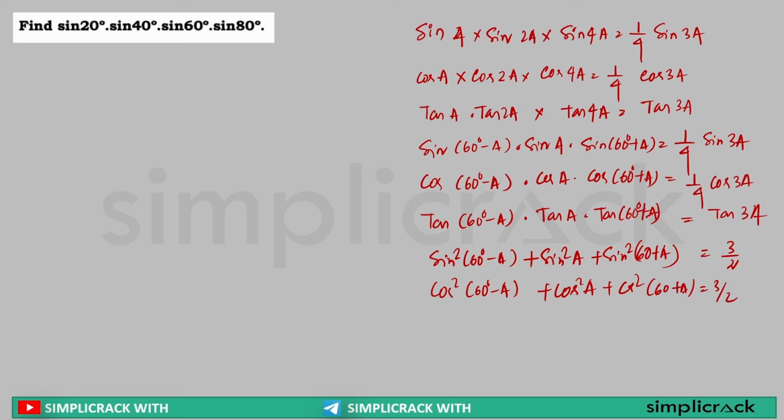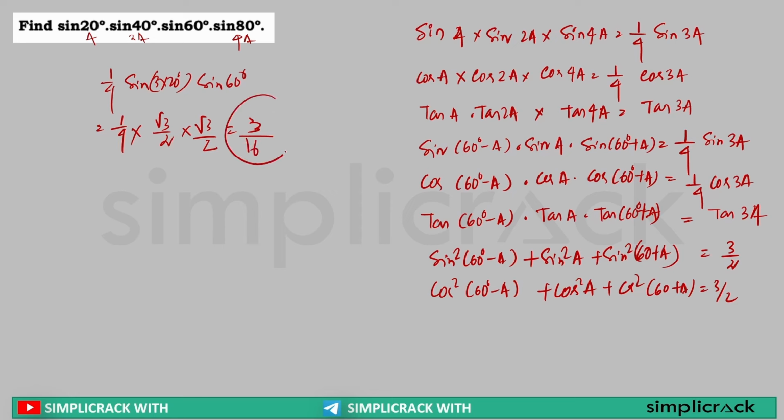Clear? Now in this question it is asking cos 20, cos 40, cos 60, cos 80. Sir, if this is A, this is 2A, this is 4A. So here it will be 1 by 4 sine 3 into 20 degree into sine 60 degree. Sir, 1 by 4 into sine 60 degree, which is root 3 by 2. Here it is also root 3 by 2. Root 3 into root 3 is 3, 2 into 2 is 4, into 4 is 16. So the answer is 3 by 16. Clear? Yes or no?